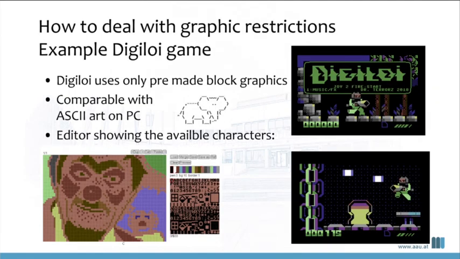Another example, how to deal with graphical restrictions, is given by the game Digiloy. Digiloy also goes a step back and uses even fewer capabilities of the target system that would be there, because it uses only pre-made block graphics. On the Commodore 64 you have a char set that has a number of block graphics. You can see it in the editor showing the available characters at the bottom of the slide. You see the characters here.